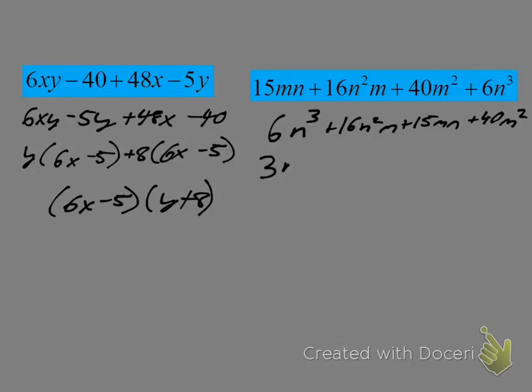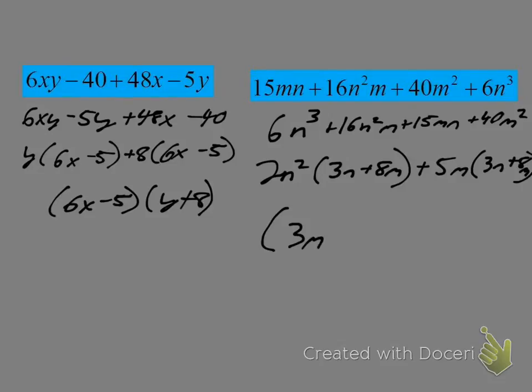Okay. So you take out a 2n squared, which leaves you with what? 3n plus 8m? Whoops. Take out a plus 5m, which leaves you with 3n plus 8m as well. The 3n plus 8m's. Whoops, flipped them.